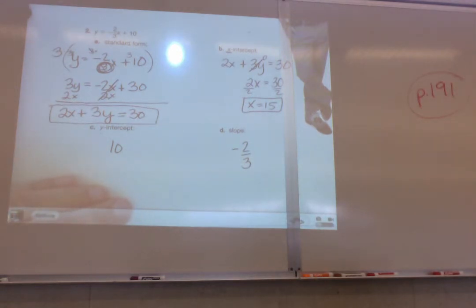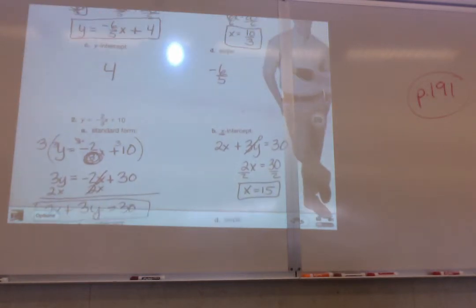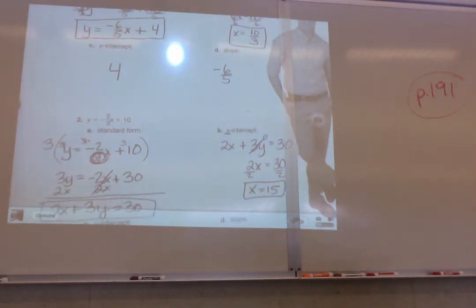A key in this, or something new, is this rearranging of equations. Sometimes it's useful this way. Sometimes it's useful up in the y equals version. Flip the page.